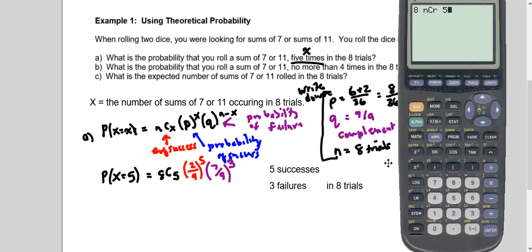So I can do 8C5 times, and I would put a bracket in. So if I was doing this, I would do 2 divided by 9, close the bracket, to the power of 5, times, open bracket, 7 divided by 9, close bracket, to the power of 3. That's the way I would think about it. I should get that answer.